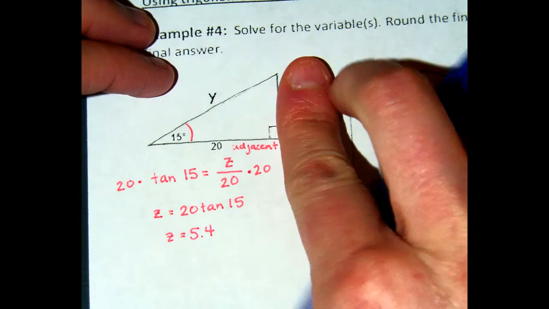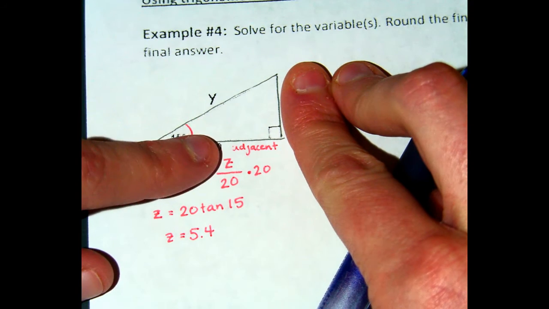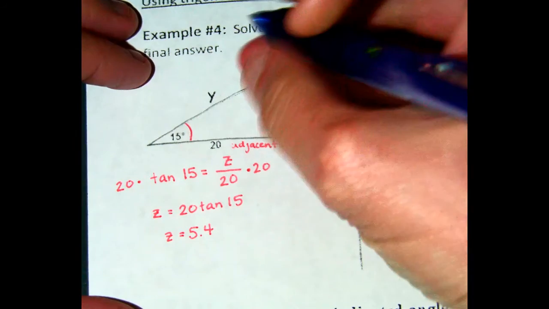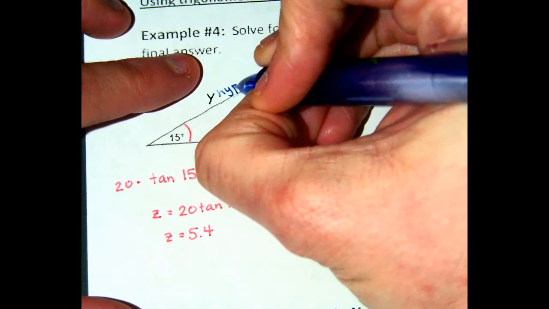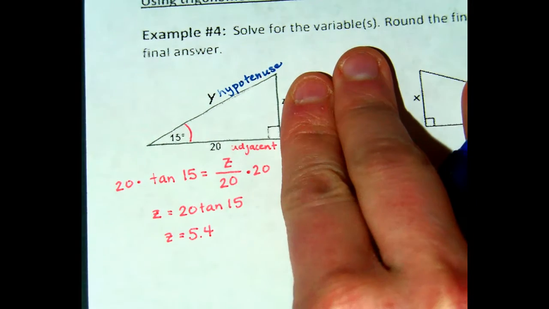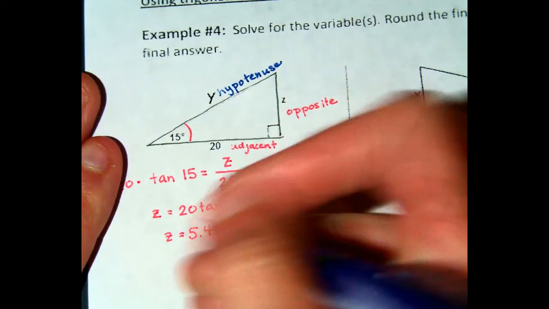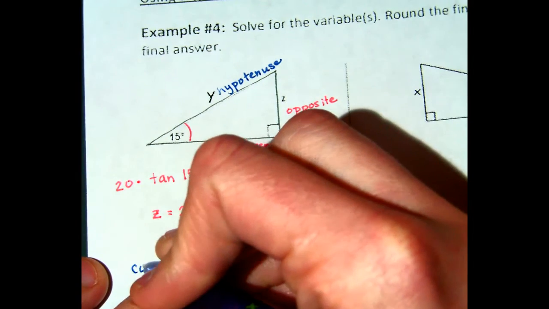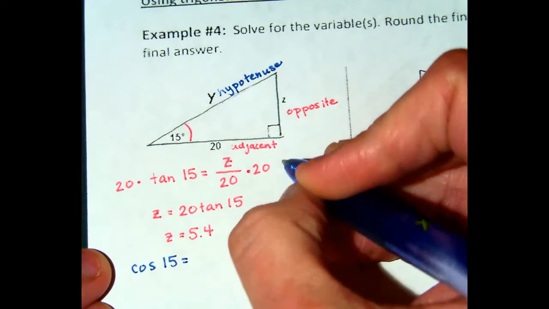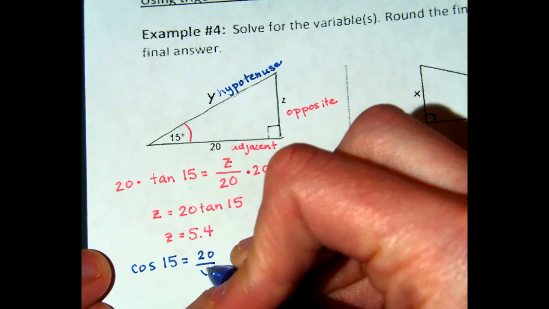Okay, I don't care about this one anymore. I still only have 15 degrees. 20 is adjacent to that. What is Y compared to 15 degrees? It's the hypotenuse. Which trigonometric ratio has the adjacent and the hypotenuse? So we are going to set up cosine of 15 equals adjacent 20 over hypotenuse Y.